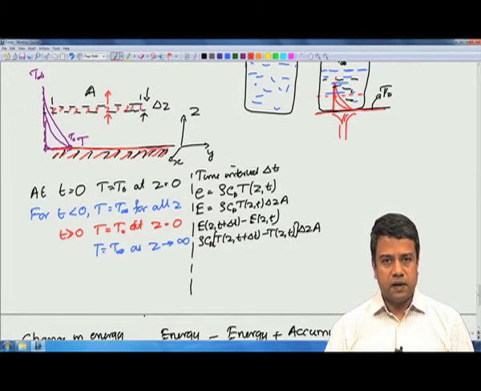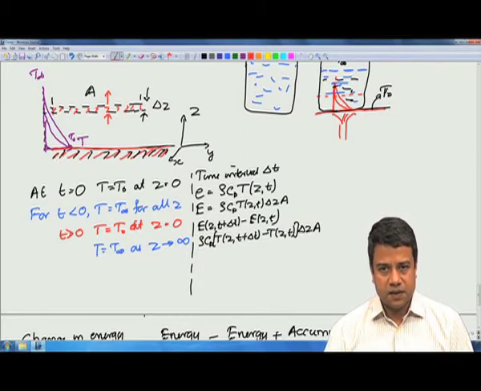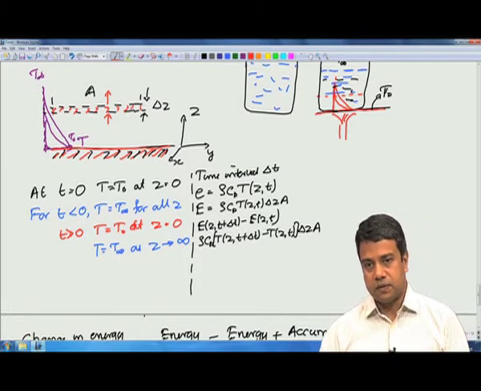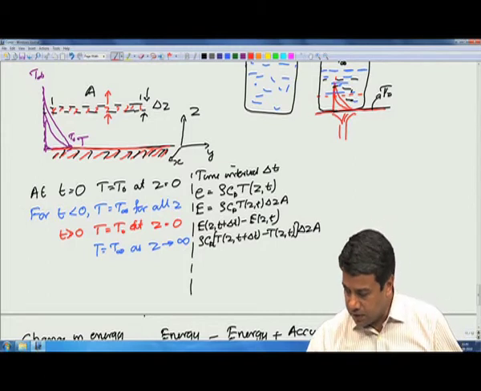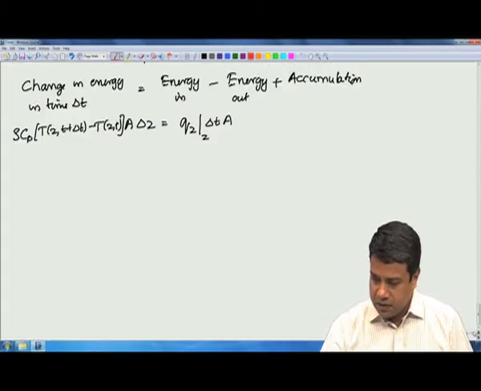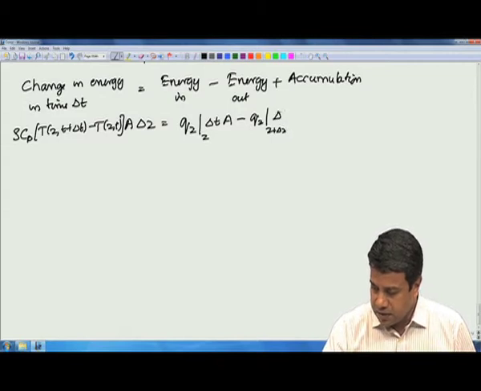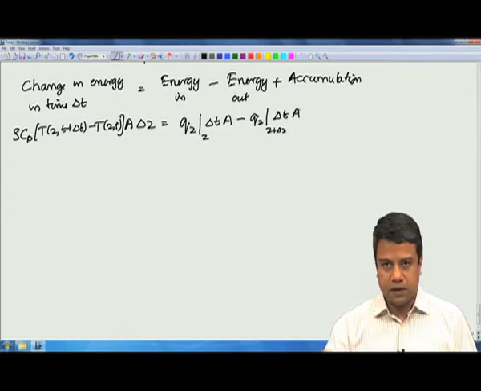The energy leaving at the location z plus delta z is once again equal to the flux at that location, z plus delta z, times the area times the time interval, because the flux is energy transported per unit area per unit time. So this is going to be the energy out: the flux in the z direction at the location z plus delta z times delta t times the area.